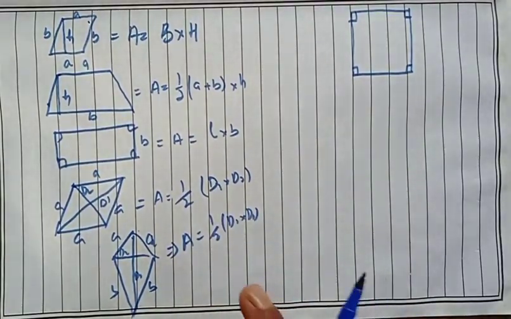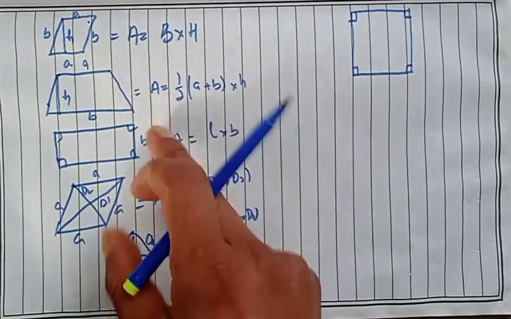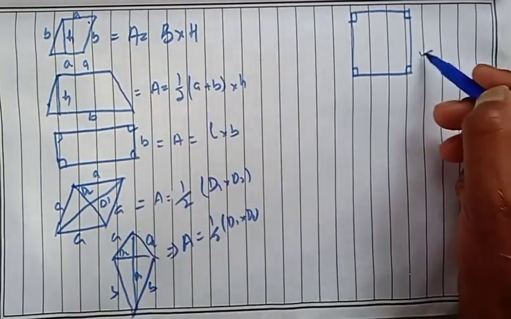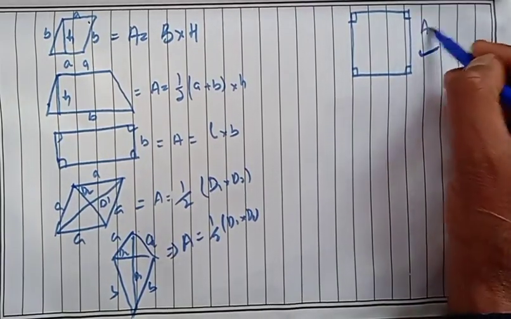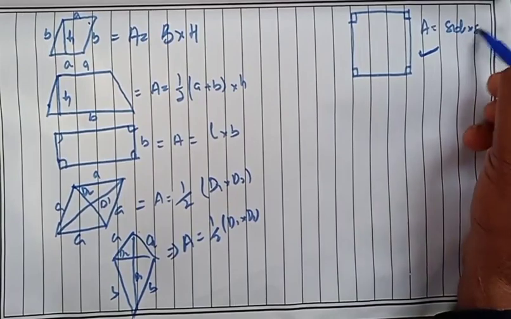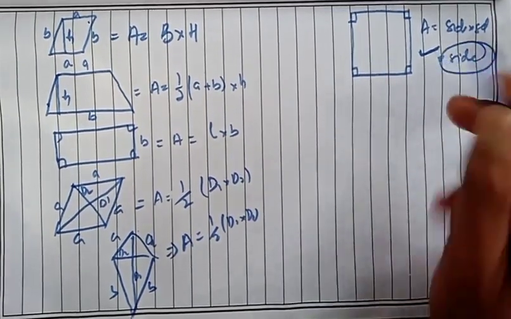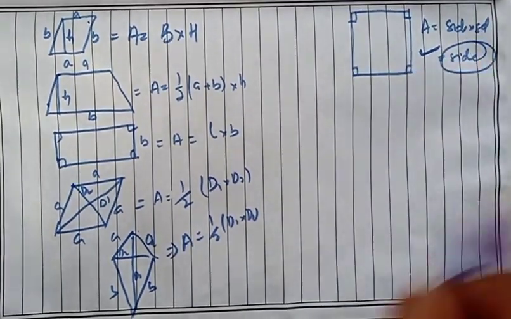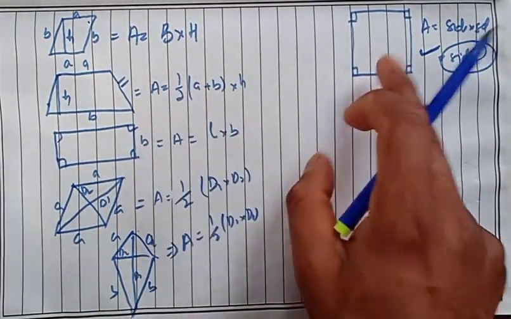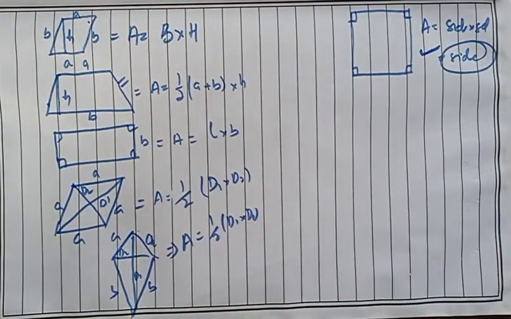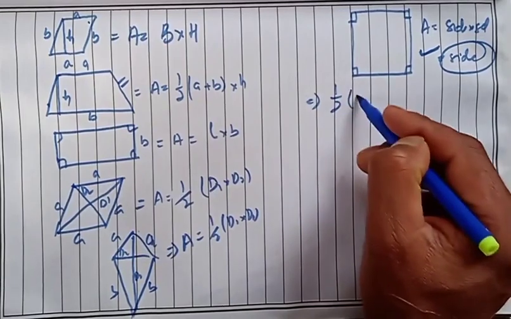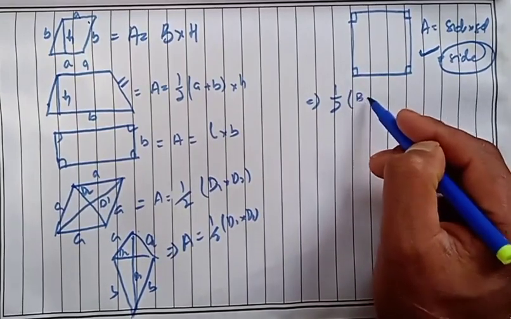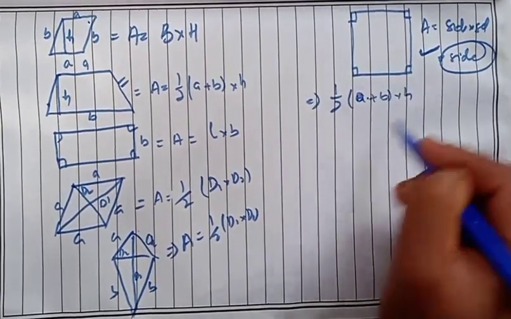Now we can apply all these formulas to this type of quadrilateral, that's a square. Suppose that its area is written as side into side, that is side square. This is one way to find its area. Another way, if we apply this formula on this special type of quadrilateral, let's suppose its area is 1 by 2, sum of parallel sides A plus B into H.